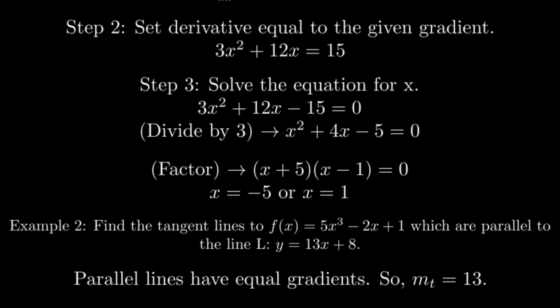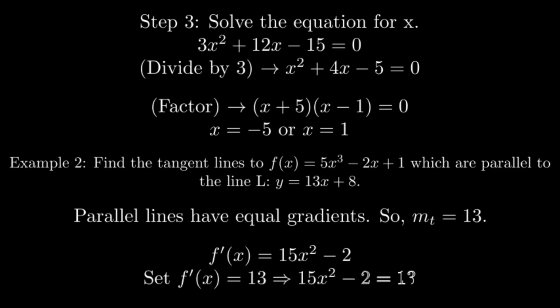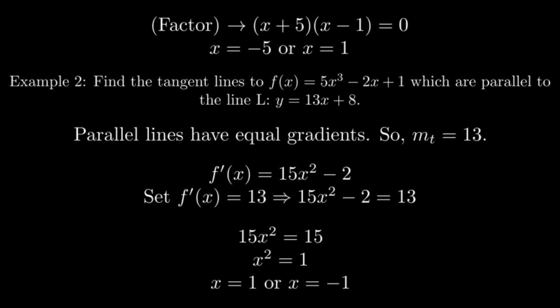The problem is now just like the last one. The derivative of our function is 15x squared minus 2. We set this equal to 13. Adding 2 to both sides gives 15x squared equals 15. Dividing by 15 gives x squared equals 1, so the x-coordinates are 1 and -1. The question asks for the tangent lines, so we need to find the full equations.